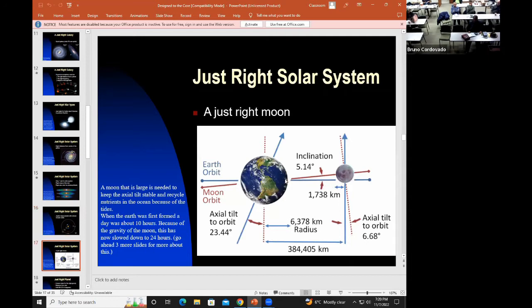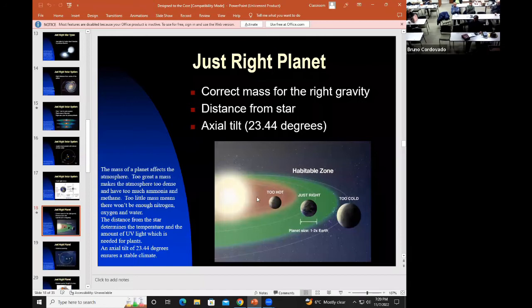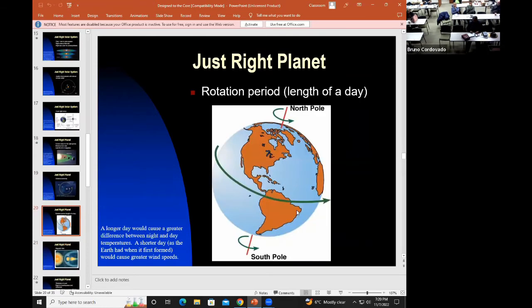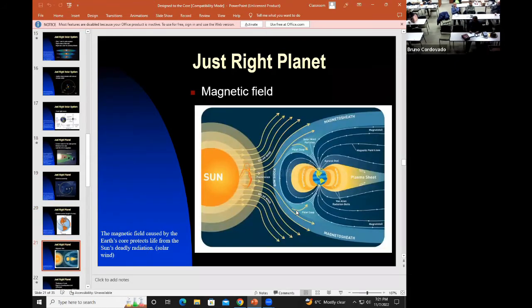You need to have a moon, because the moon keeps the tilt of the Earth stable so that your climate is stable. You need to have the planet just the right distance from the star. If you're too close, it's too hot. If you're too far, it's too cold. The orbit of the planet around the sun has to be almost a circle. Mars, for example, is more stretched out, and that causes huge variations in the temperature on Mars. You need the right rotation period. You need to have a magnetic field to protect us from the radiation from the sun.